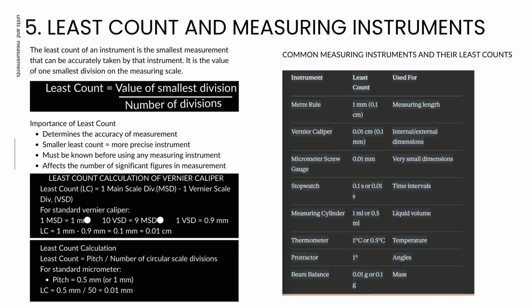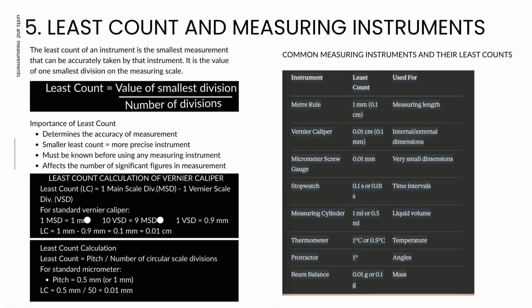So measuring instruments and their least counts include the meter rule, which is 1 millimeter. 10 millimeters make a centimeter, and that's how the measurement continues. A meter rule means 100 centimeters. The Vernier caliper least count is 0.01 centimeter or 0.1 millimeter. It is used for measuring internal and external dimensions. Micrometer screw gauge, 0.01 millimeter. So that is the most accurate, most precise instrument.